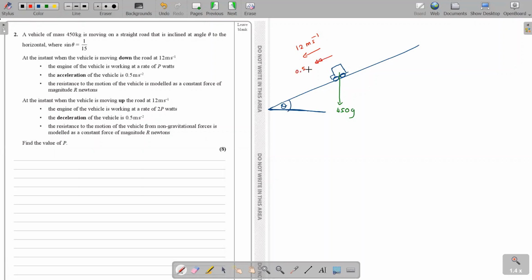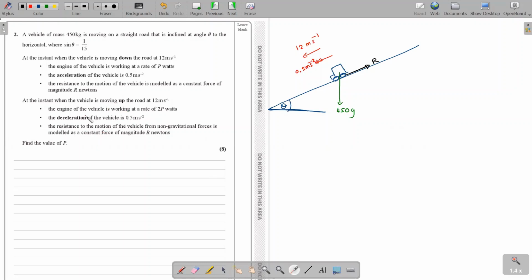So they've given you the velocity of the vehicle at that instant. This is the acceleration, 0.5 meters per second square. The resistance to the motion of the vehicle is modeled as a constant force of magnitude R. So the resistance is R. I'll put it, the resistance is obviously acting backwards, against the direction of movement. Okay, so they've given you this.